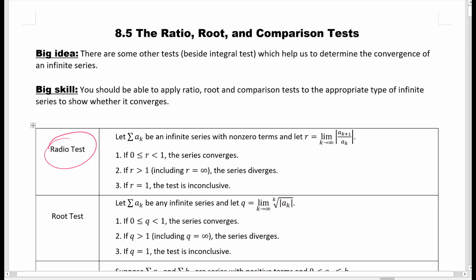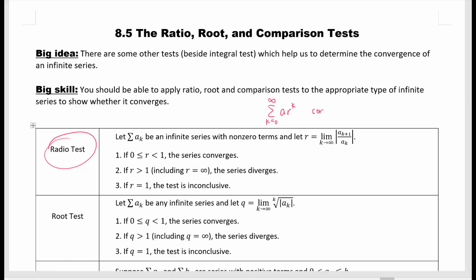Let the series a sub k be an infinite series with nonzero terms, and let r be the limit of the ratio of the next term divided by the previous term. So this is the ratio between 2 successive terms. If r is greater than or equal to 0 and less than 1, then the series converges. If r is greater than 1, the series diverges, including infinity. If r is 1, then the ratio test is inconclusive, which means we should pick another test to use. This idea comes from the geometric series. You remember the geometric series?